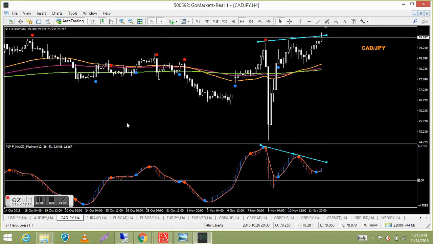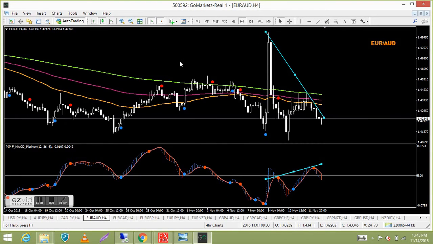Canadian, Japanese yen. Again, here's these big ugly candles. We've got higher highs. It's not exactly punching to new highs here. Look at the MAs, all very flat. MACD Platinum struggling. Looks like it's going to roll over again. If I get a sell signal, I'm taking that one. Euro, Aussie. Big candles, divergence, sound like a broken record, I know. MAs heading down. It's just, the charts aren't pretty, simple as that.